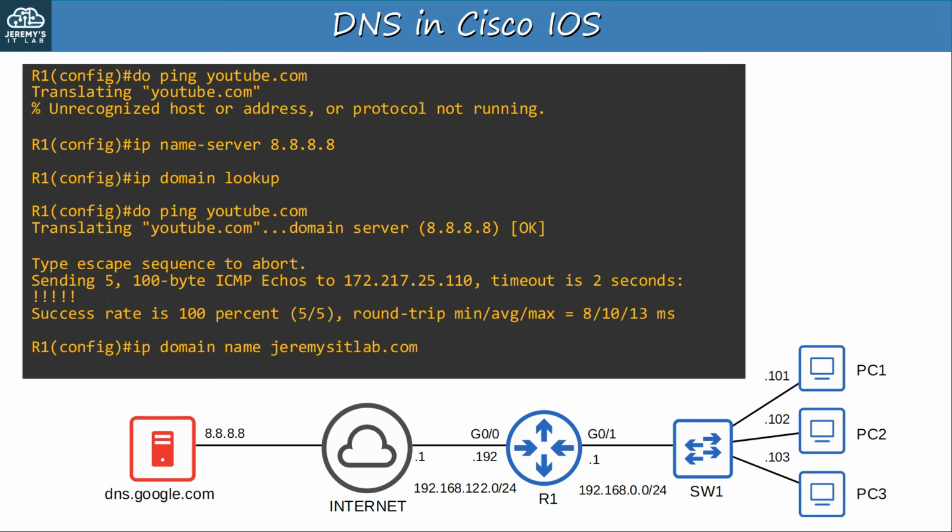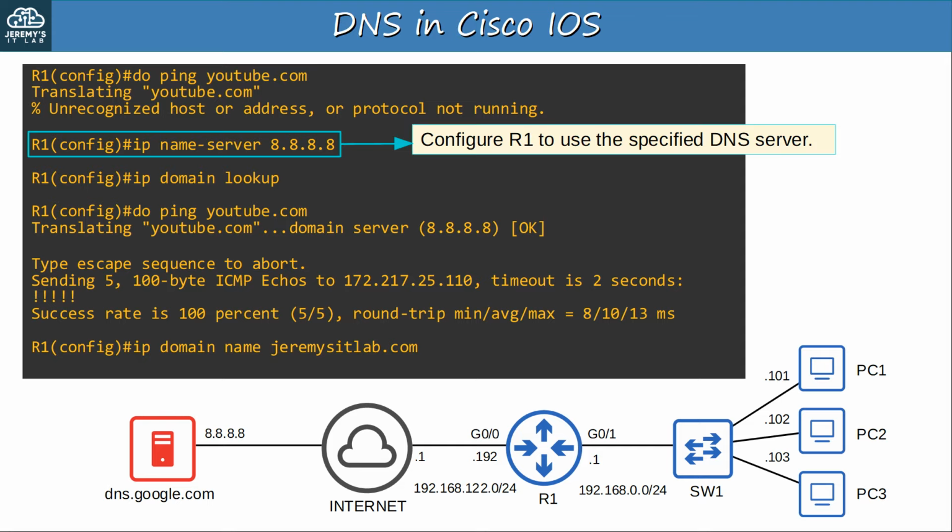Next, here's how to configure a Cisco router as a DNS client. Basically, two of the commands I already showed you are used to configure a router to act as a DNS client. So to demonstrate this, I deleted all DNS settings from R1. Then I tried to ping youtube.com, but it didn't work. R1 wasn't able to translate youtube.com to an IP address.